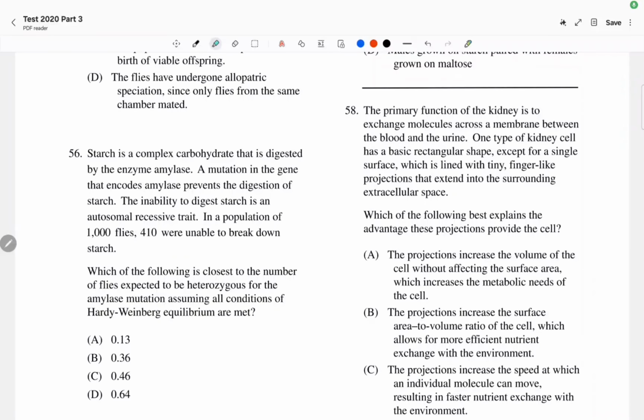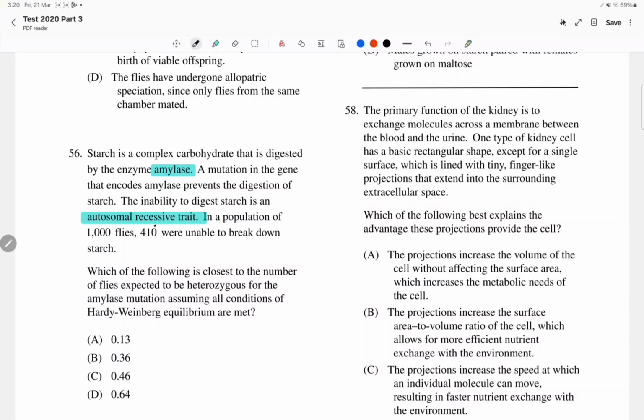So starch is a complex carbohydrate that is digested by the enzyme amylase. A mutation in the gene that encodes amylase prevents digestion of starch. So if they have a mutation for this enzyme, they have no ability to digest the starch. And if you're unable to digest the starch, that would be an autosomal recessive trait. And so in this population of 1,000 flies, 410 could not digest the starch.